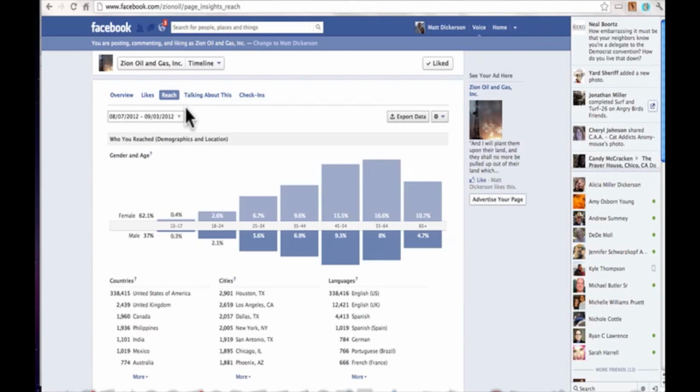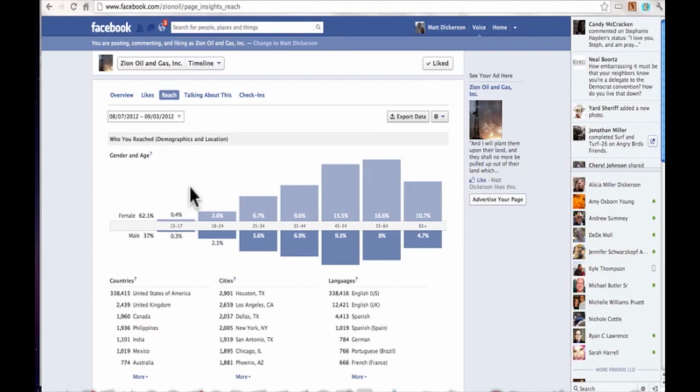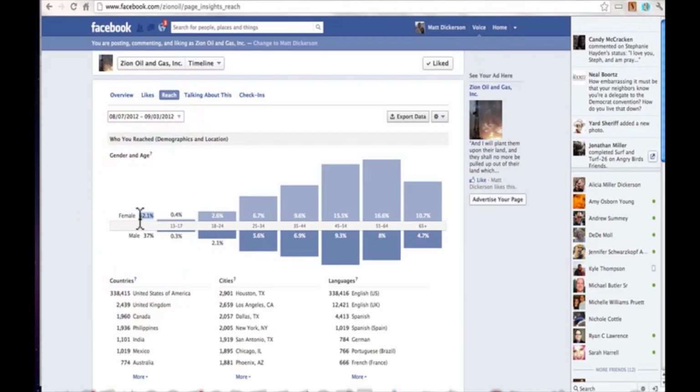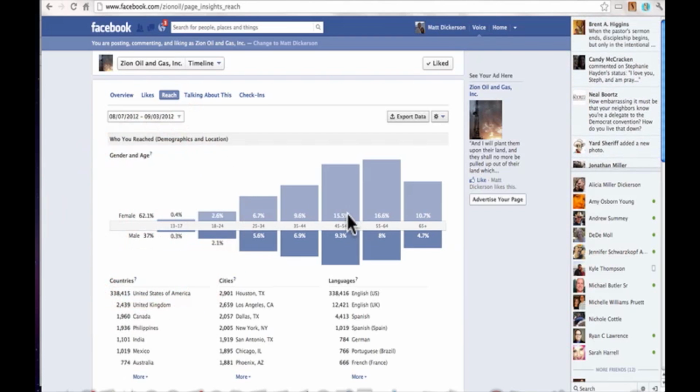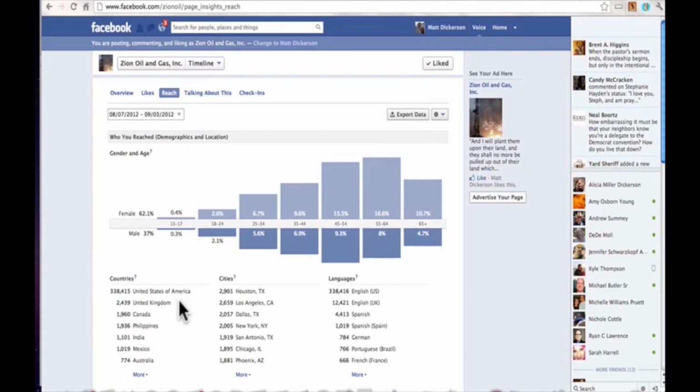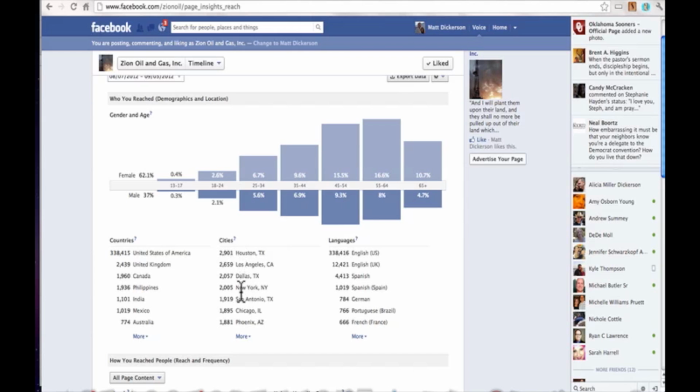Quickly going on to reach. These are the people that you are reaching out to, or that your friends' friends, what type of people are they? And obviously, if most of our group was 52% female, you're most likely going to see even more, a lot of female friends. And again, you can see the age is about the same. And again, you can see the number of cities.